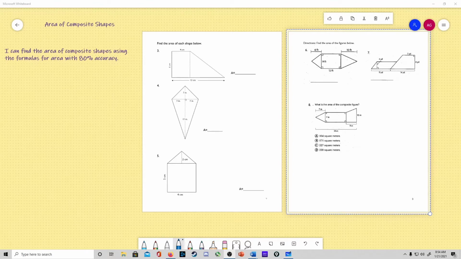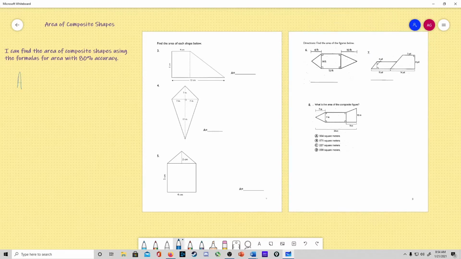So the first thing we want to talk about today is our formulas for area. Let's do rectangles first. If you remember, a rectangle has two pairs of sides that are equal, or it's a square, so all sides are equal. A square is also just like a rectangle.